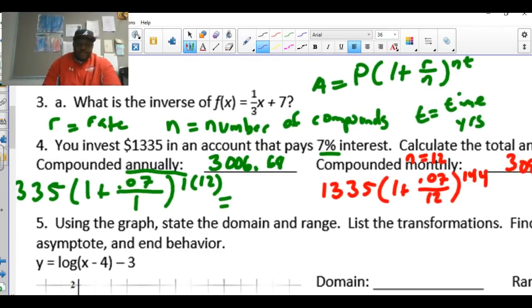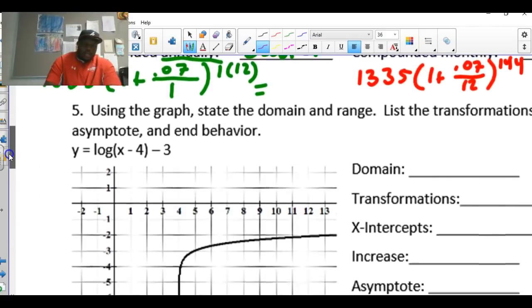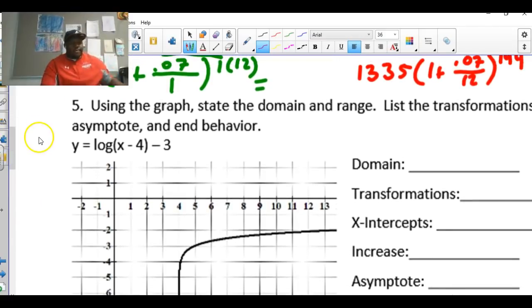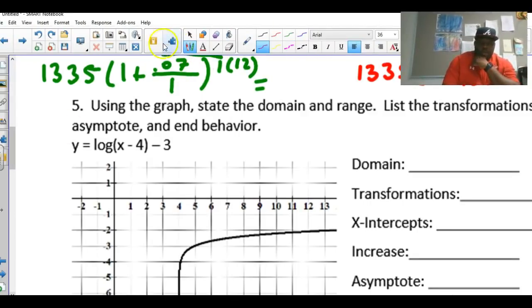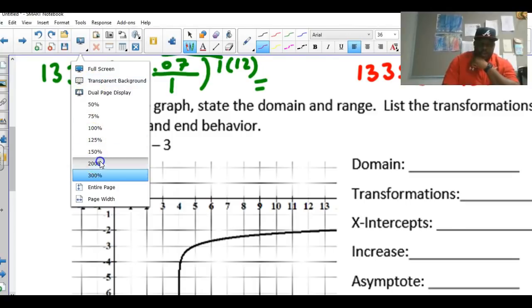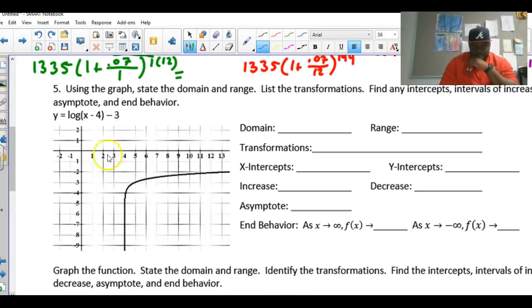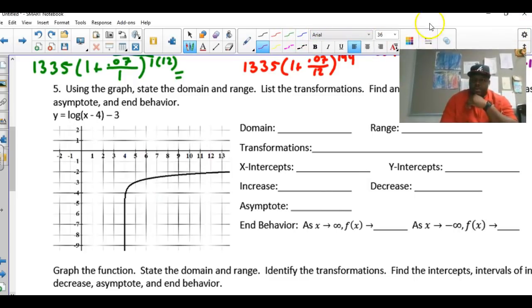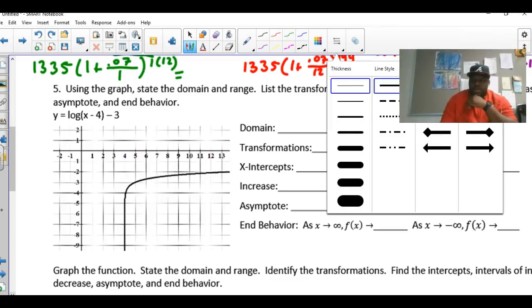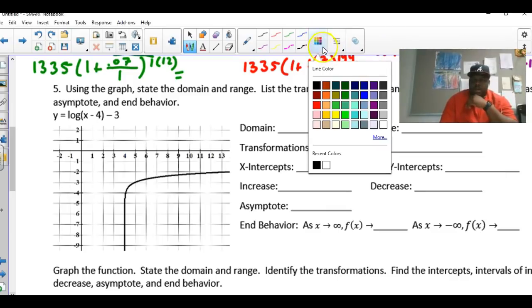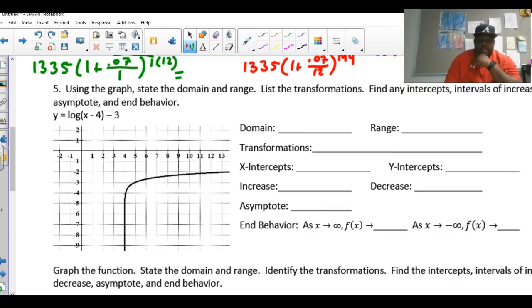Okay. Now, let's look at this next part. Our next problem, problem 5 here. We're using this function, which is represented on this graph right here, guys. We're going to answer these questions based off this graph. The first part here is the domain question.